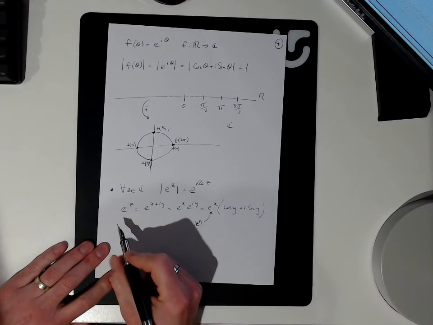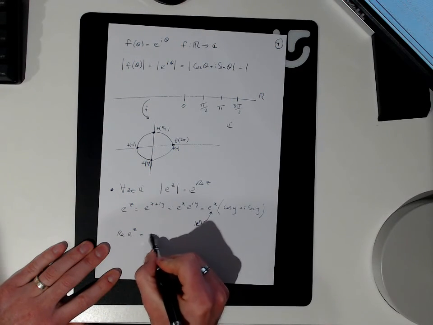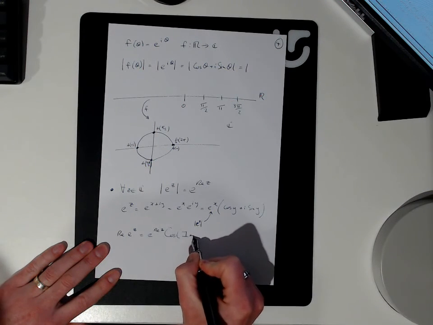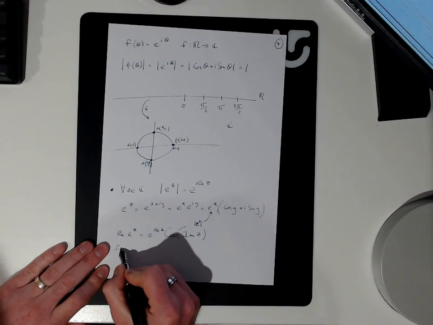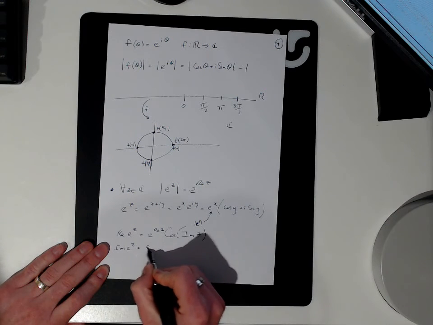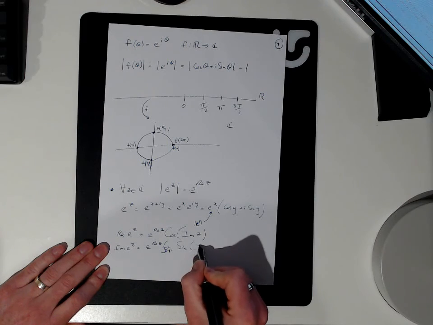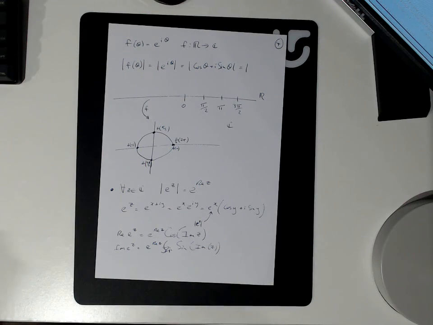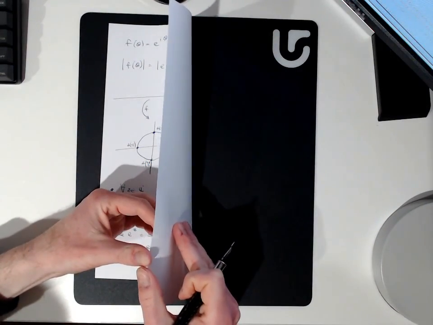Right, so you can say the following: the real part of the exponential of a complex number is the exponential of the real part of the number times cos of the imaginary part of the number. Right, that's what this is. And the imaginary part of e^z equals e^(Re z) times sine of the imaginary part of z. Just the same. Right, that is section 1.4.